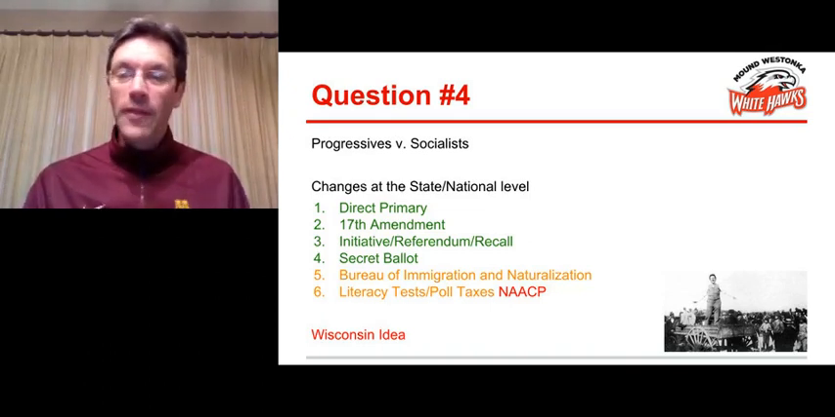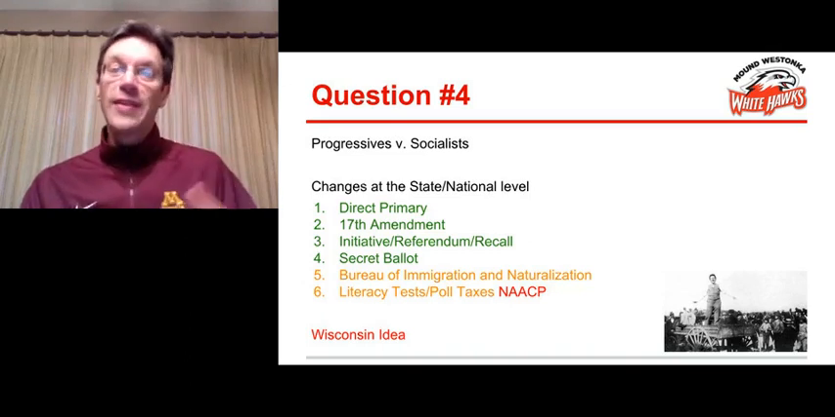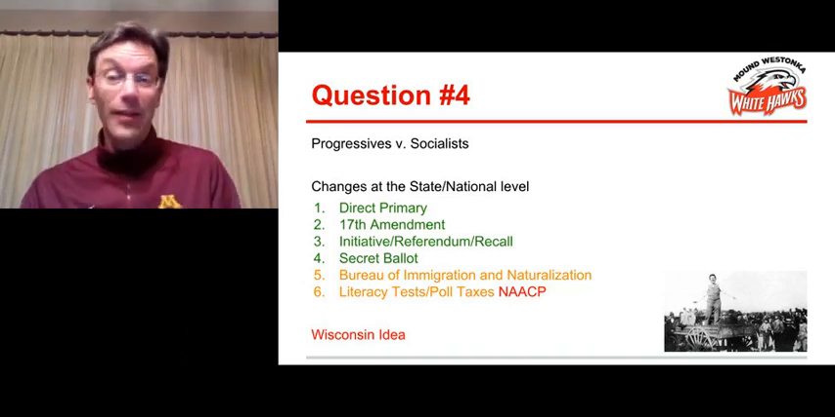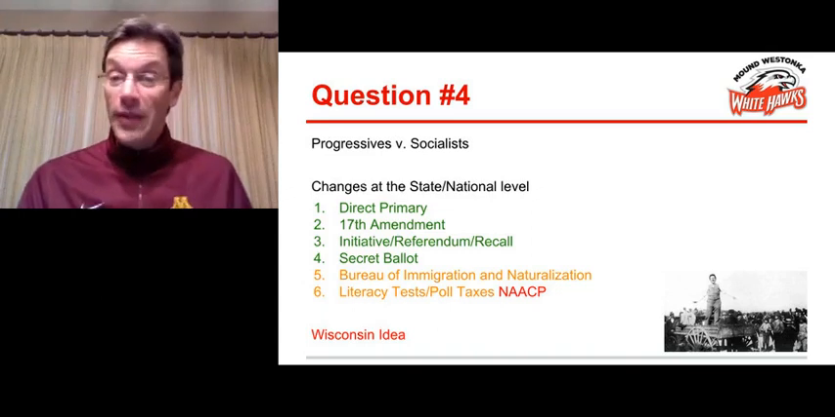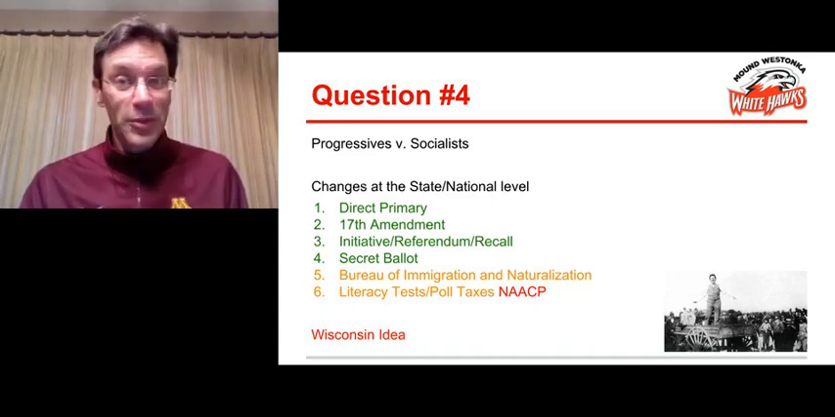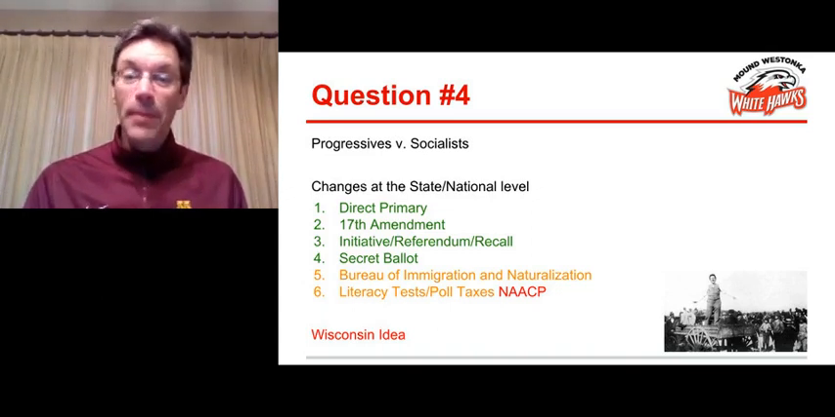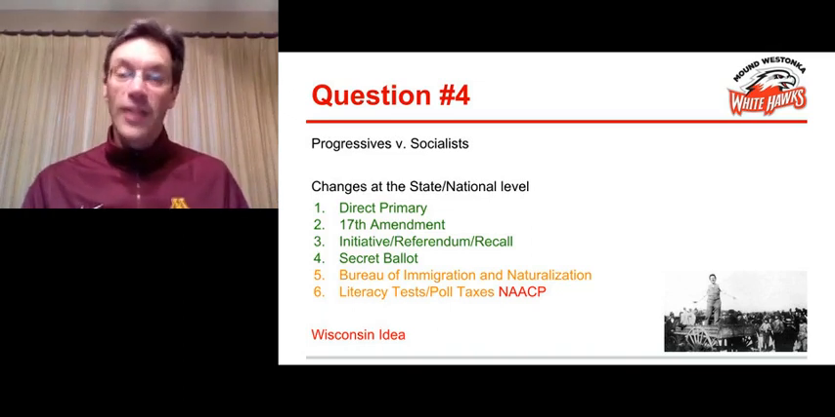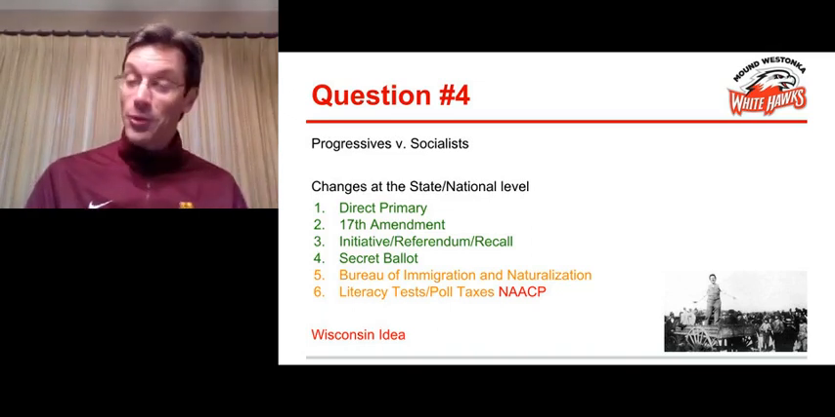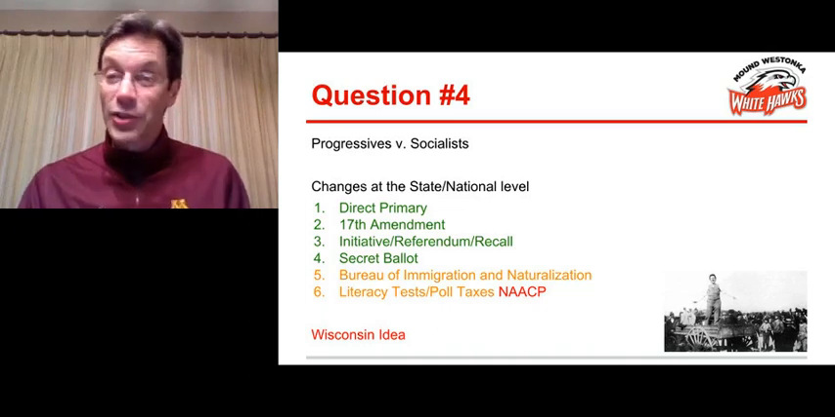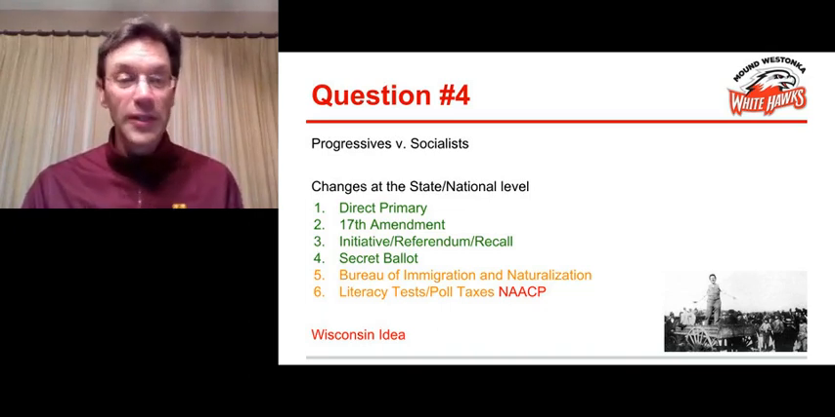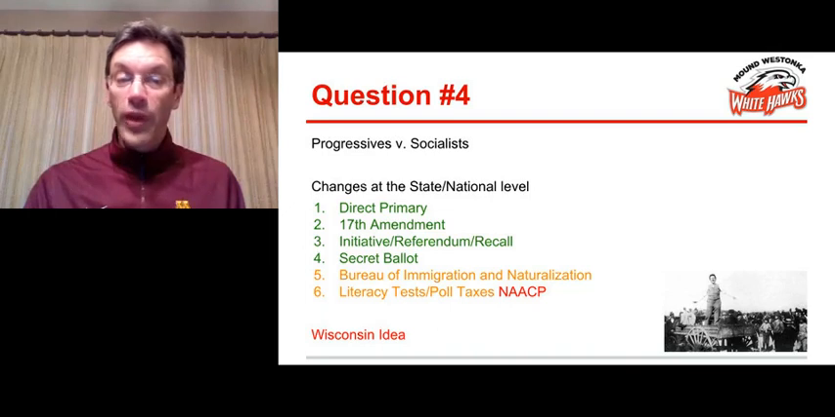The direct primary, the people choose the candidates who appear on the ballot, not the political parties. We do that right now. In fact, we do pretty much all of these things. The 17th Amendment, direct election of U.S. senators. We do that now. Senators used to be chosen by the state legislature or the state House of Representatives. The initiative, the referendum, or the recall.